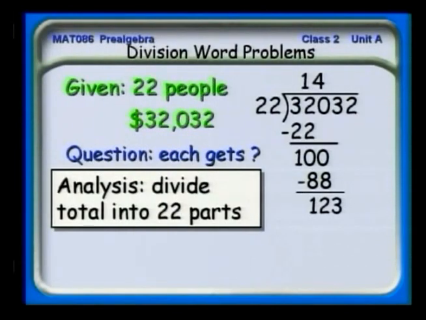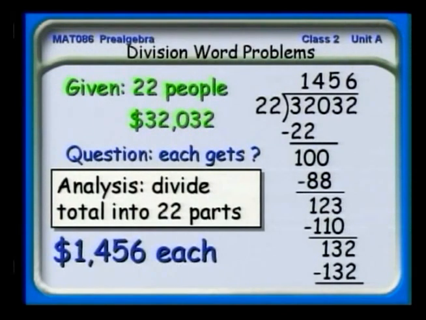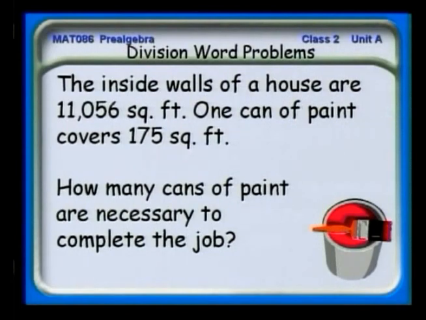So we have 123. We ask how many times does 22 go into 123? I see that's 5 times. 5 times 22 is 110. Then that gives me 132 left. 6 goes into 132, and it looks like it's going to leave me with 0. So the answer here is that everyone in the pool gets $1,456. That's not bad.